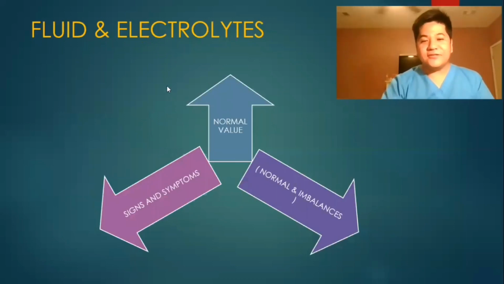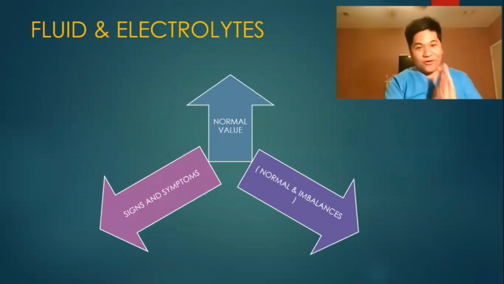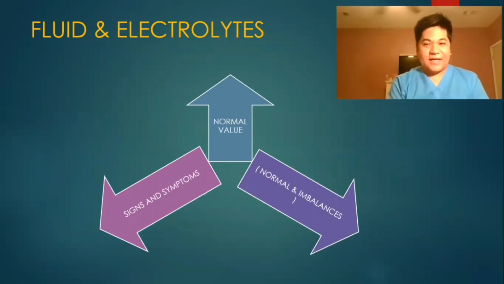Now for fluid and electrolytes, we have to know the normal values of the electrolytes, such as the calcium, potassium, sodium, magnesium, as well as phosphorus, but mostly sodium and potassium. They're very important, so try to know the normal values and what would happen if they decrease or increase: the signs and symptoms, as well as the normal values and imbalances regarding those specific electrolytes.